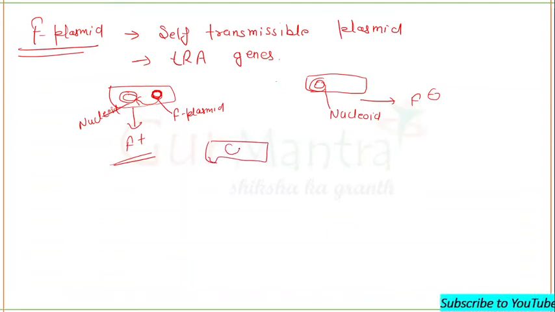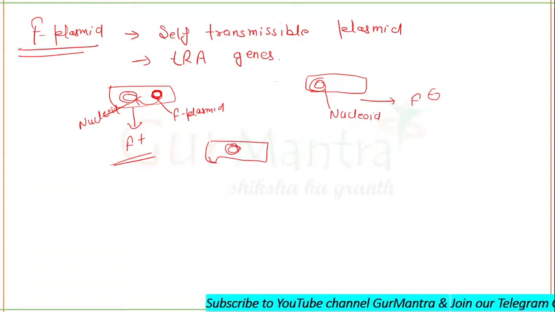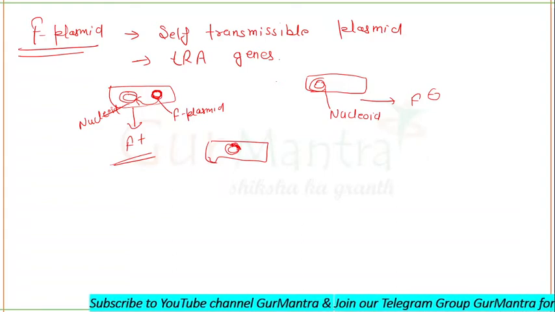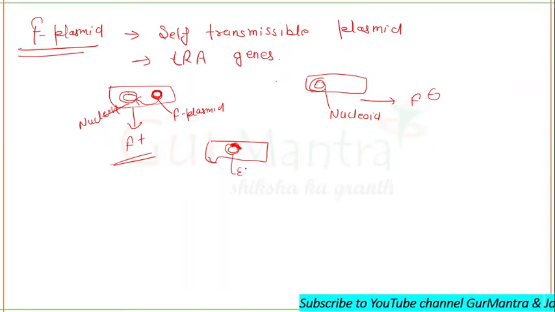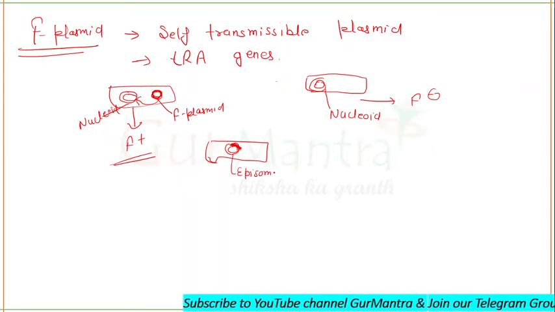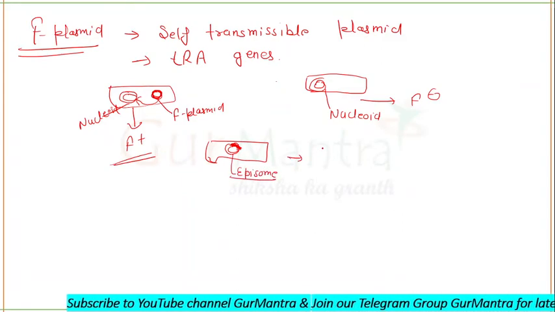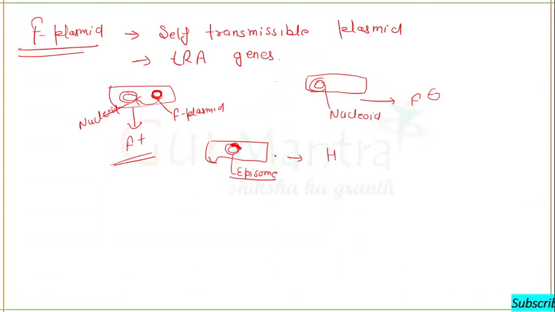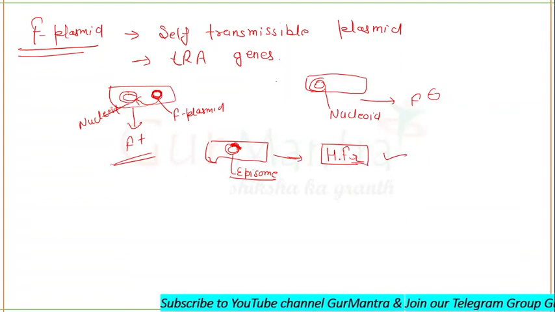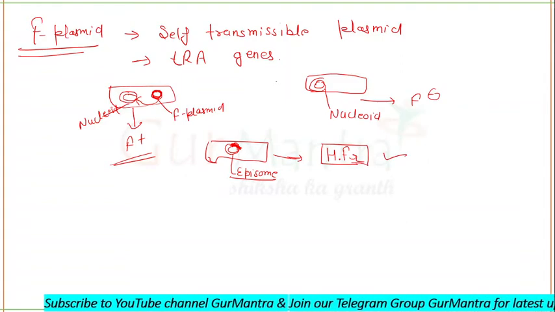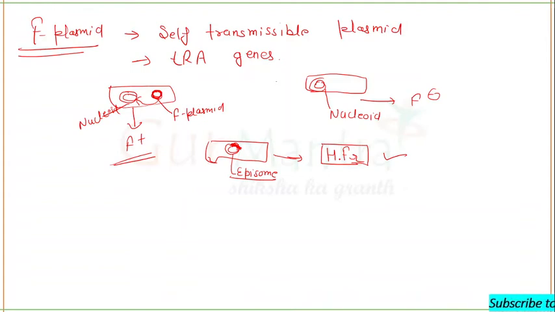Fine. And if this plasmid gets incorporated into the nucleoid, so what will happen? If this plasmid is incorporated into the nucleoid, this is the plasmid, it has been incorporated into the nucleoid. Now this is known as episome condition, and the cell is now known as HFR, high frequency recombination.